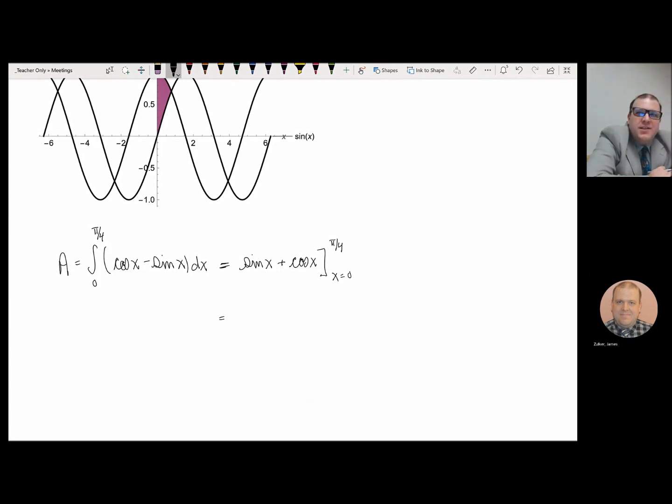Antiderivative: sine x plus cosine x, right? Evaluate that from 0 to pi/4. Sine of pi/4 is √2/2. Sine of 0 is 0. Cosine of pi/4 is √2/2. Cosine of 0 is 1. Our area is √2 minus 1.